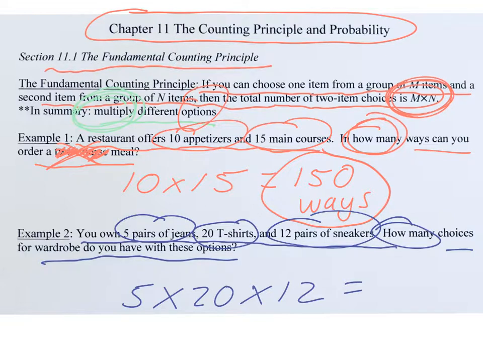And by the way, you will definitely want a graphing calculator for this entire chapter. Later on, we're going to be using some of the features of the graphing calculator. So 5 times 20 times 12 gives us 1,200. So 1,200 different wardrobes you could create once you multiply all the options together. 1,200, final answer.